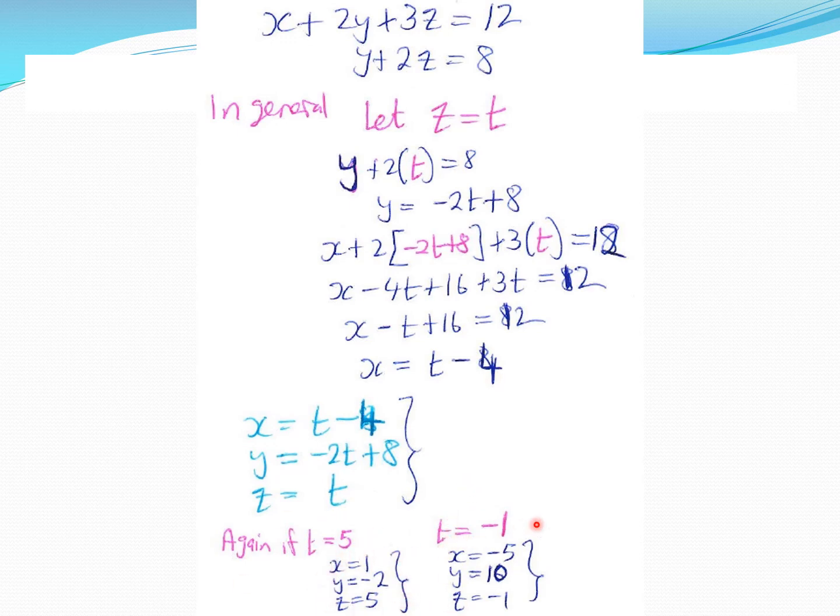Likewise, if we do t equals minus 1, minus 1 minus 4 is minus 5. Minus 2 by minus 1 gives plus 2. 2 and 8 is 10. That's the y value. And then z is equal to minus 1. And that's the other point that we had. But you could pick any t value you like. What would happen if we pick t equals 0, the corresponding point? It would be minus 4, 8, and 0.